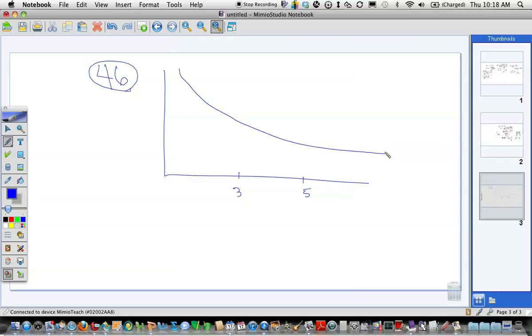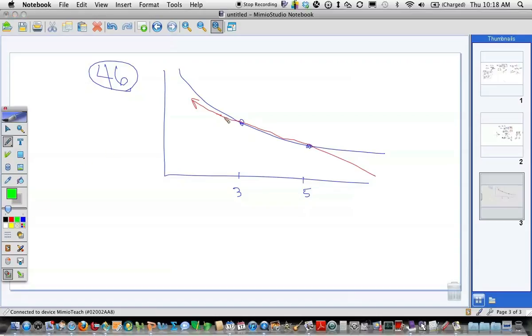Decreasing and concave up. M is the slope of the line through this point and this point. So here I've got a straight line that goes through there. M is that slope. Is M less than the slope at 3?